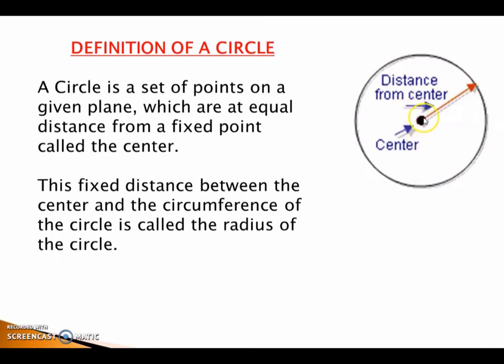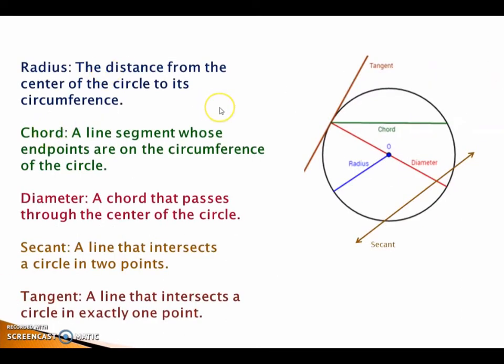So the fixed point is the center and the fixed distance is the radius of the circle. So the fixed distance between the center and the circumference of the circle is called the radius of the circle. Circumference is the boundary of a circle. These are a few terms that are related to a circle.